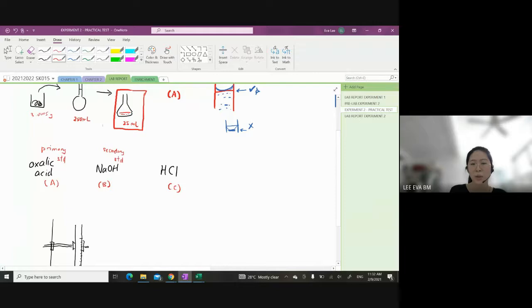So in the lab report also, madam asked for the meaning of standard solution. You will need to look it up. A primary standard solution is used to know the concentration of NaOH. A secondary standard solution is used to know the concentration of another solution. So it is like checking the concentration of other solutions.